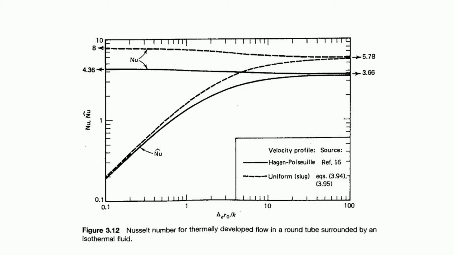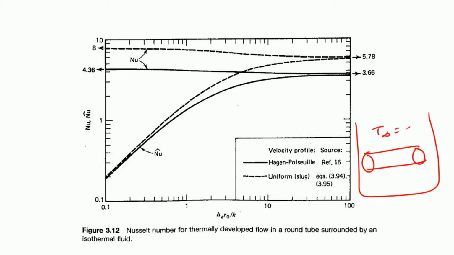And if you recall, in the last class we said that when you have a cylinder placed in an isothermal reservoir, with T infinity equal to constant, we did that and showed that for that particular case there are two limits, Biot number approaching infinity and Biot number approaching 0, and we said that those two values lie between 4.36 and 3.66. So, this graph effectively shows that particular thing.